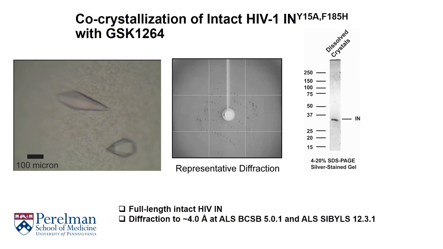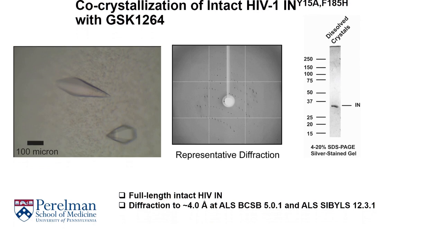Ultimately, this strategy worked. For the first time, we were able to crystallize the full-length intact protein, in this case, in complex with the drug GSK1264. The size and the quality of the crystals were improved by iterative seeding. Now, if you dissolve the crystals and run them on an SDS-PAGE gel and stain with silver staining, you can see that the intact protein is present. All right. Many, many crystals were screened at the Advanced Light Source at Berkeley. Ultimately, a crystal was found that diffracted outwards to 4 angstroms, and a full data set was obtained using synchrotron radiation.